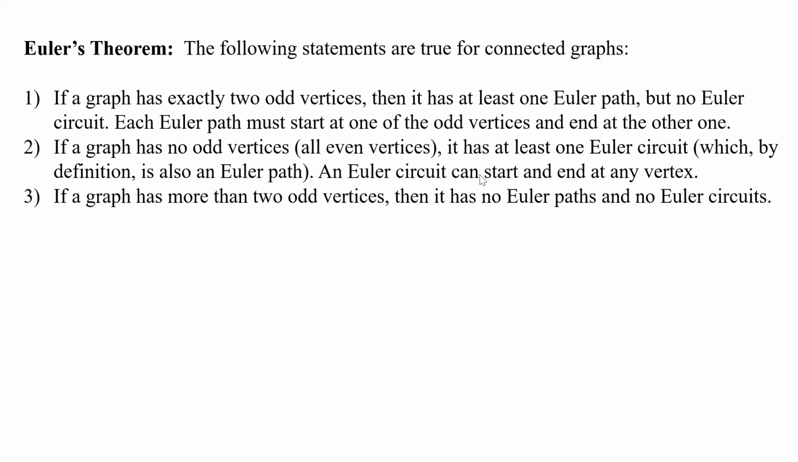Now, an Euler circuit can start and end at any vertex. So it doesn't matter, if they're all even, it can start and end anywhere. Now, if a graph has more than two odd vertices, then it has no Euler path and no Euler circuit. So that's going to be key: you always want to look at all the vertices, find out how many odds and evens there are, and then this will tell you what you're looking for as far as paths and circuits. All right, so let's pause here and come back with an actual example.